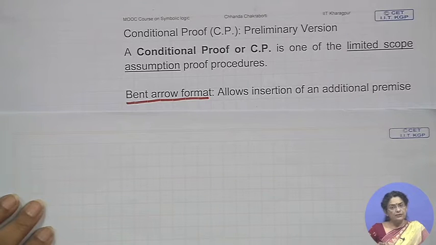The arrowhead is going to point at the beginning of an assumption, and the moment you reach your objective, you are ready to close the assumption or discharge the assumption. That is where the assumption must be closed. And you know how to do that, the bent arrow format, by now you know.